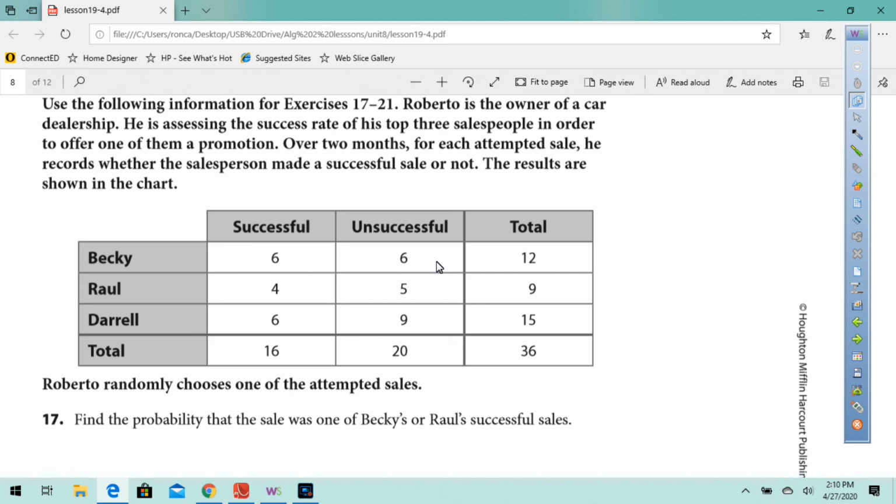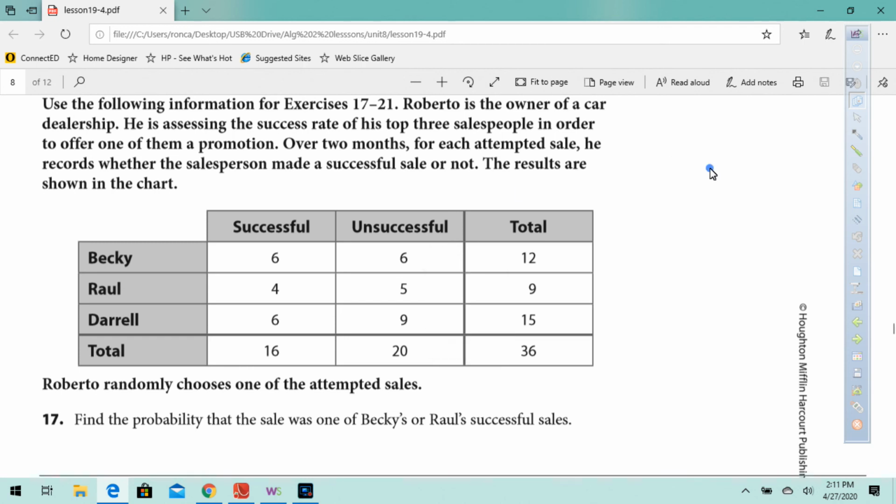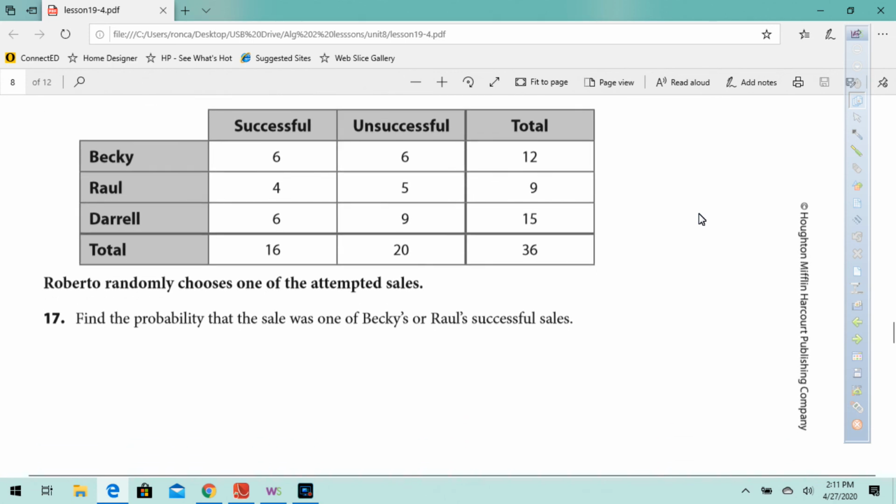Use the following information for exercises 17 through 21. Roberto is the owner of a car dealership. He is assessing the success rate of his top 3 salespeople in order to offer one of them a promotion. Over 2 months, for each attempted sale, he records whether the salesperson made a successful sale or not. The results are shown in the chart. Okay. So let's roll this up a little bit.